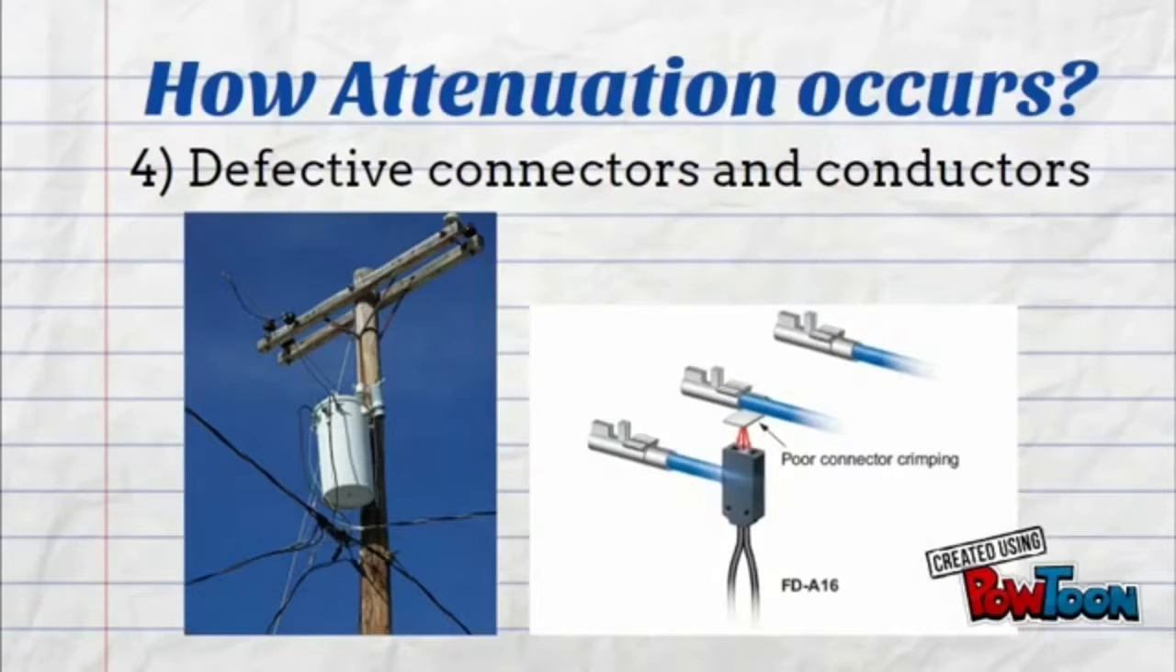Attenuation can occur as a signal passes across different conductive mediums and mated connector surfaces.